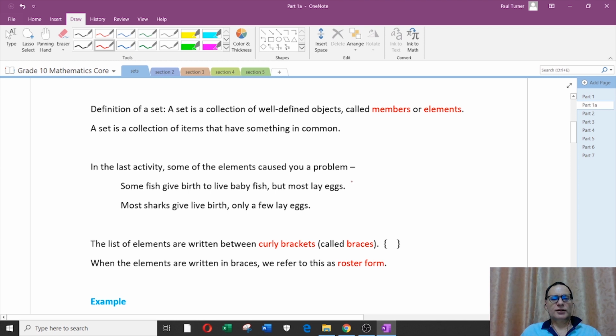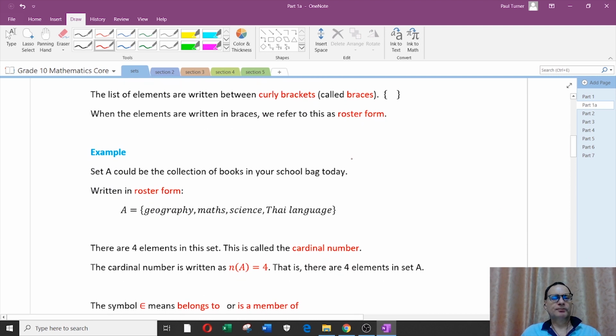And the activity that you just did, there were a couple of problems that you probably saw. Putting fish into one group is difficult because some fish give birth to baby fish, but generally most fish will lay eggs, so it's difficult to know which set to put them in. The problem with this is fish is not well defined for putting into these sets. Another problem was sharks. Sharks generally give birth to live baby sharks, but only a few of them lay eggs. So again, it's difficult to know where to put the sharks into the last Venn diagram.